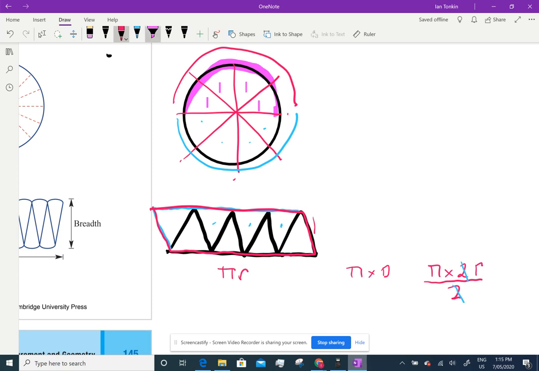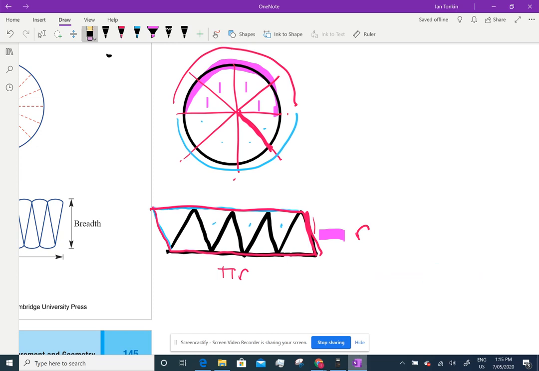Now what about this distance here? Well, the more sectors I get, that's just the length of a sector. That's just one of those, and that is that distance. Oh, that's just the radius. So that's r.